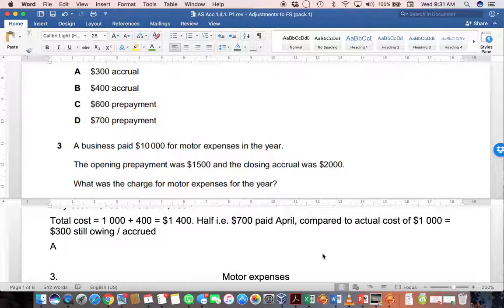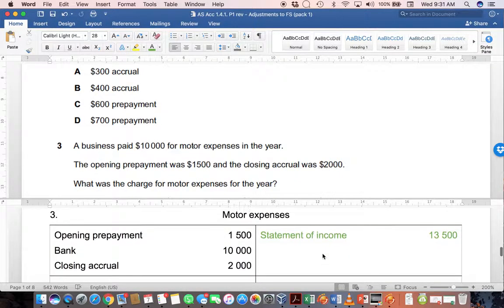The easiest way to work this out is to draw up a rough T account to illustrate what happened to the expenses. You would show the opening prepayment, or the prepaid amount, as $1,500 on the debit side, as in fact it is a receivable or an asset that you've paid in advance. The actual payment of $10,000 would also go on the debit side as it increases the expense. At the end of the year, the fact that you still owe that $2,000 means that you would want to increase your expense on the debit side, and then the actual accrual in the accrual account would be shown as a credit, in other words, a liability, as you still owe that money.